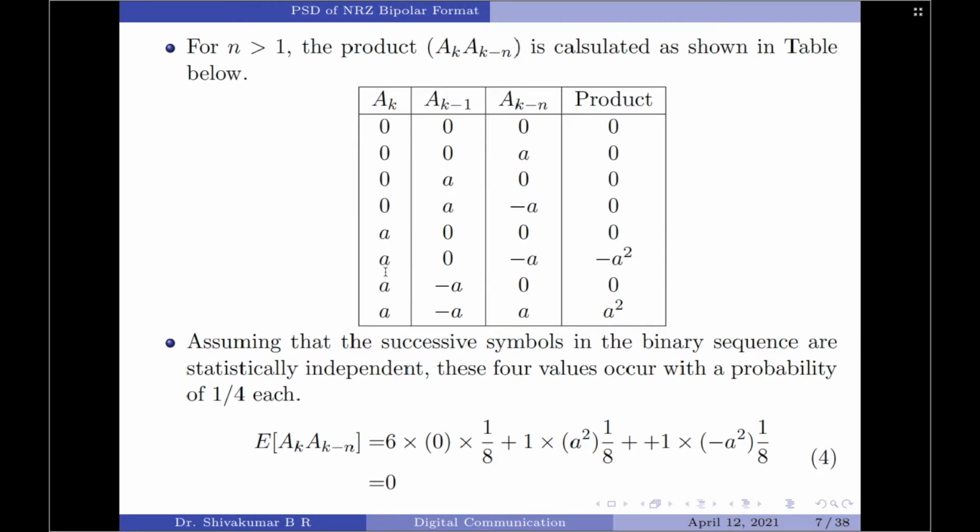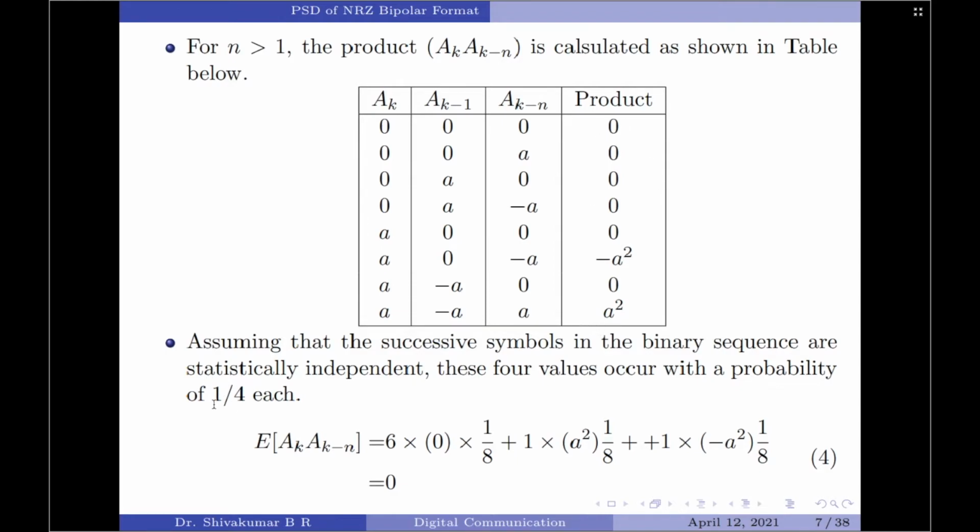Coming to this term, we have a multiplied by minus a, it is minus a square. Then we have a and 0, it is 0. Lastly, we have plus a and plus a, so it will be plus a square. So now we have 8 symbols. Once again, we assume that the successive symbols of the binary sequence are statistically independent. Therefore, they will have a probability equal to 1 by 8 each.